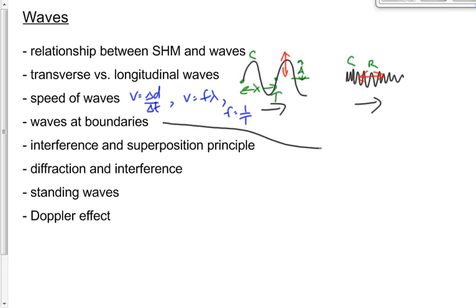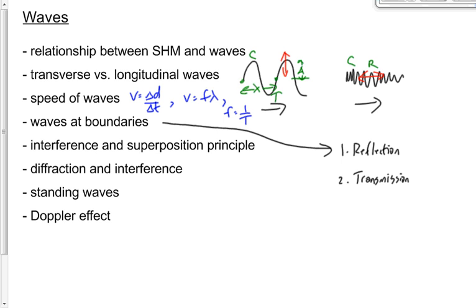What do we mean by wave behavior at boundaries? Well, when a wave encounters a boundary, two things will happen. You always get some of both. The first one is reflection, and the second one is transmission. If the two materials are really similar, you're going to get mostly transmission. If they're really different, you're going to get mostly reflection.